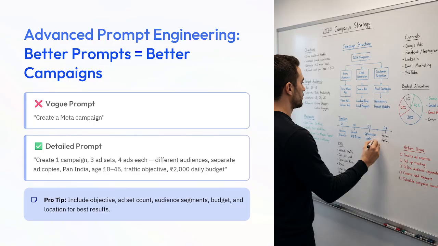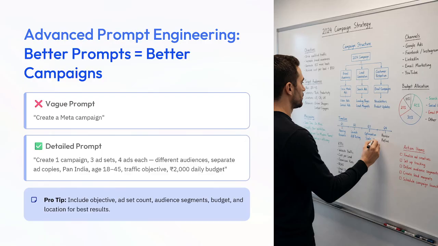Okay. Let's go ahead. Advanced prompt engineering: better prompts equal better campaigns. Now let's understand some advanced prompt engineering tricks. What I think is the quality of Claude's output depends on the prompt that you are giving. Let's compare. A bad prompt is simply, create a meta campaign. Again, Claude doesn't know what exactly you want. Now look at this detailed prompt. Create one campaign, three ad sets, four ads in each, with different audiences. Then select the location as India, traffic objective, 2000 rupees daily budget. Now you can think Claude has enough information to create a much better campaign.